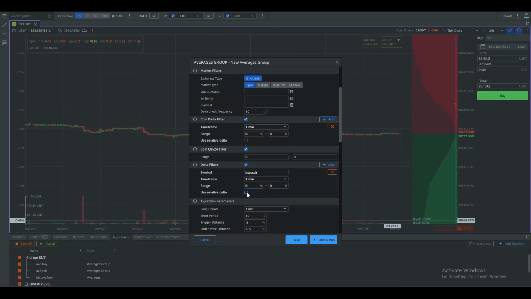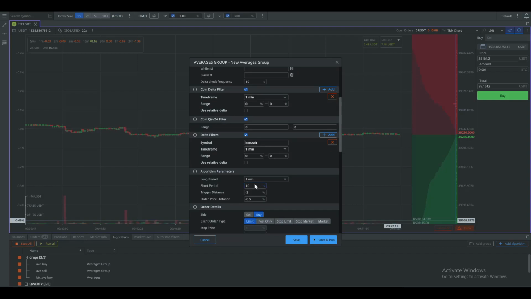Long period defines the long period of time which will be used by the algorithm to compare prices. Short period defines the short time frame in seconds for price comparison. Trigger distance sets the value in percent of the mismatch between long and short time frame, which will trigger an order placement. Can be either positive or negative values. Order price distance sets the distance from the current price for the order which will be placed by the algorithm.